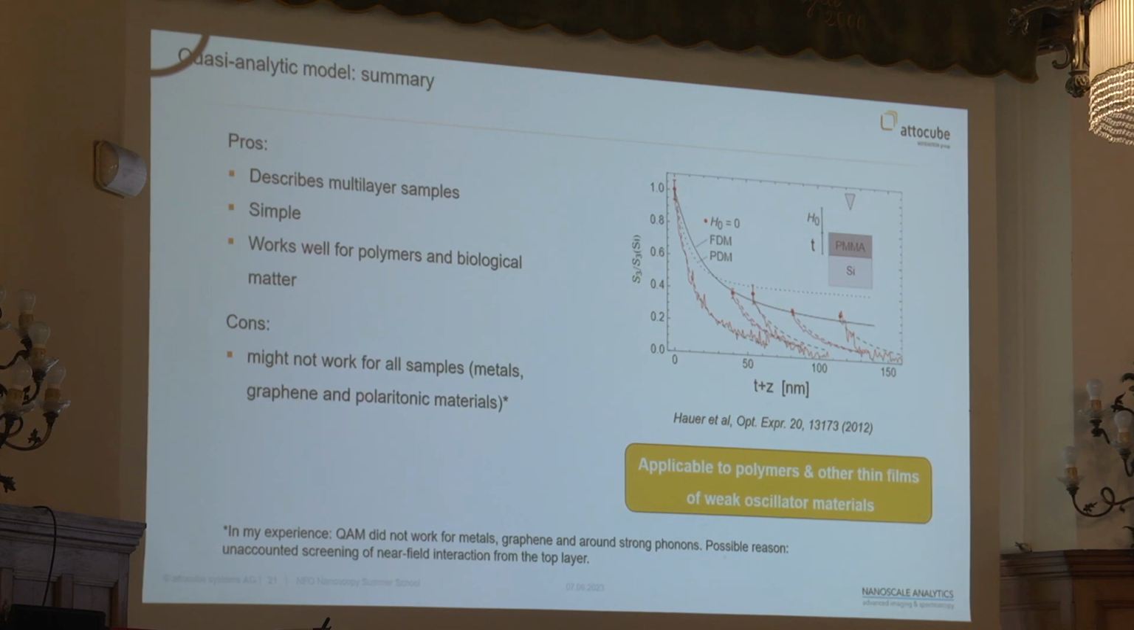The possible reason for that is that we don't account for the screening. So if you have something which is very strong, you put it as a layer, it screens the substrate, and then the model doesn't apply.